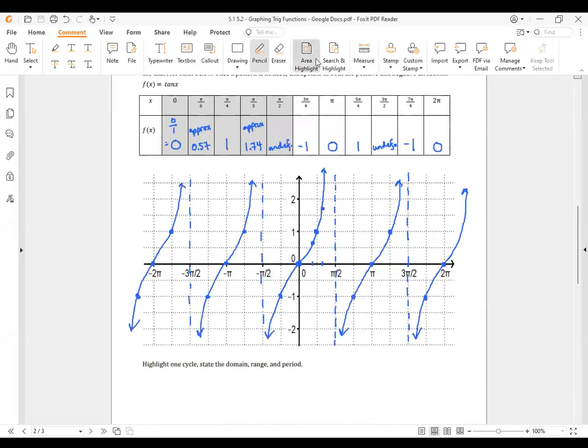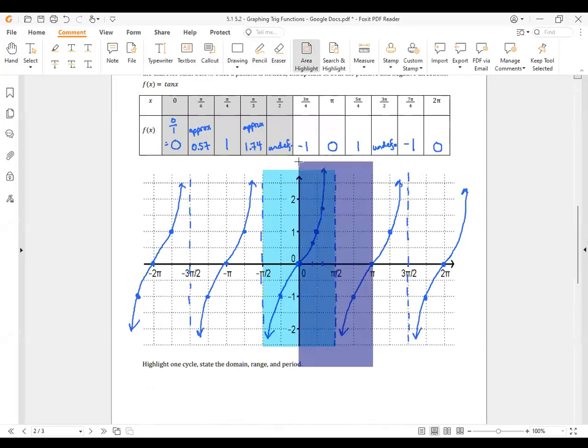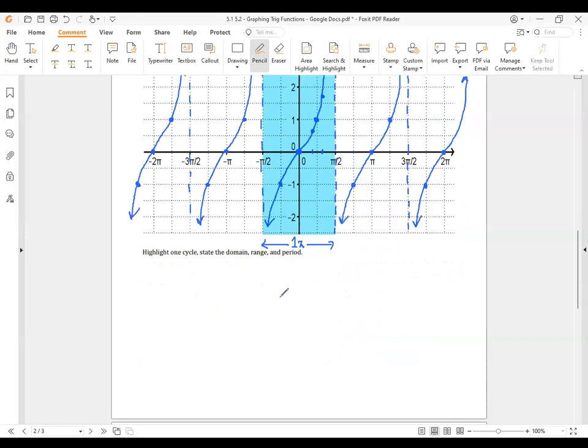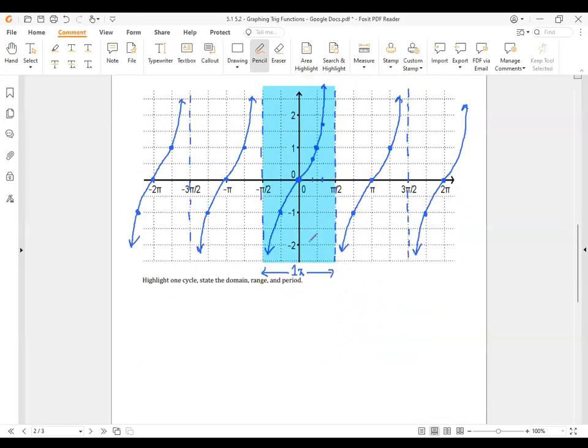A cycle? Oh, for this, 1 period or 1 cycle would be that. So yes, I suppose you can argue that 1 cycle is also from 0 to 1 pi, and that's fine. All you need to know is the wavelength or the distance of 1 cycle is a single pi, not 2 pi. You know what? Thank you for reminding me. So 1 cycle is right there.